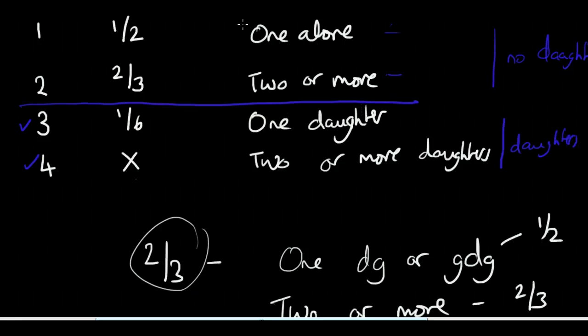In the top case, one granddaughter will get a half. Two or more will share 2/3, and in the bottom case, one granddaughter will get a sixth, and if there's two or more, they'll share a sixth. However, if there's more than one daughter, then they won't get anything at all.